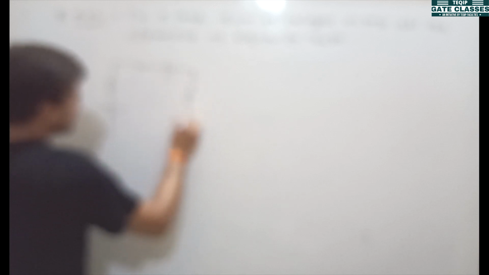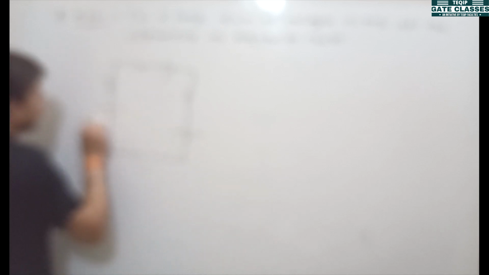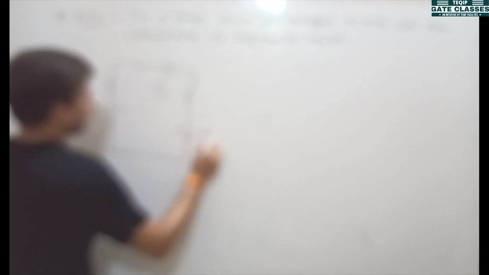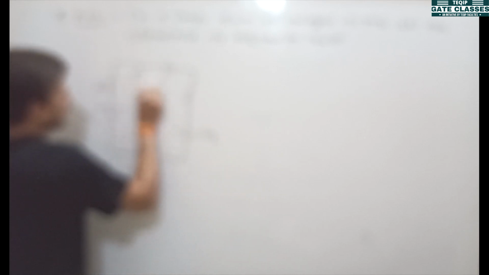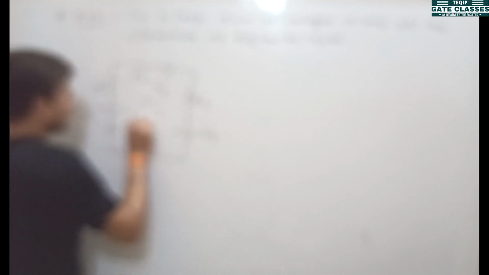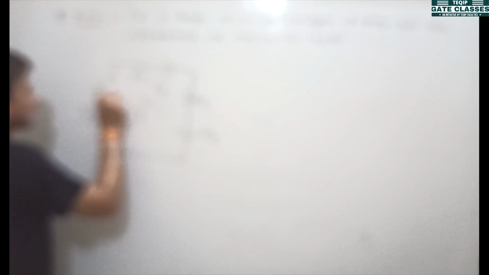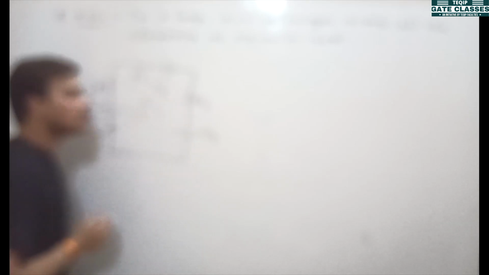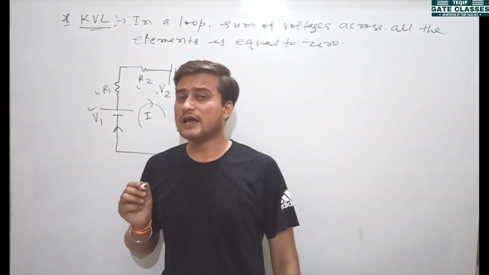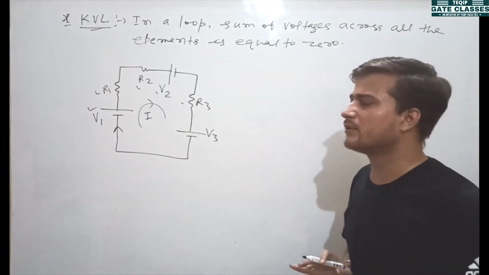It is saying that if you are having a loop like this one. This is V1, V2, V3, R1, R2, R3, and the current flowing through this loop is I. Then this law is saying that the voltage across all the elements, this is the first element, second, third, fourth, fifth, sixth, there are total 6 elements. So you take the sum of the voltages across all the elements, it will be 0.